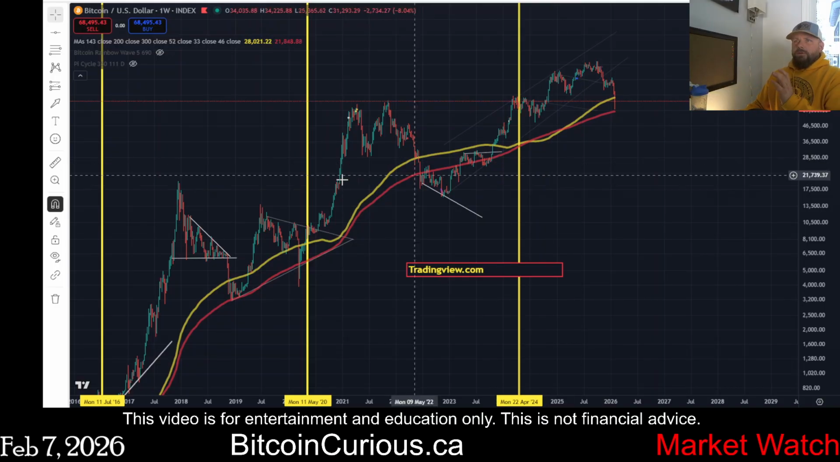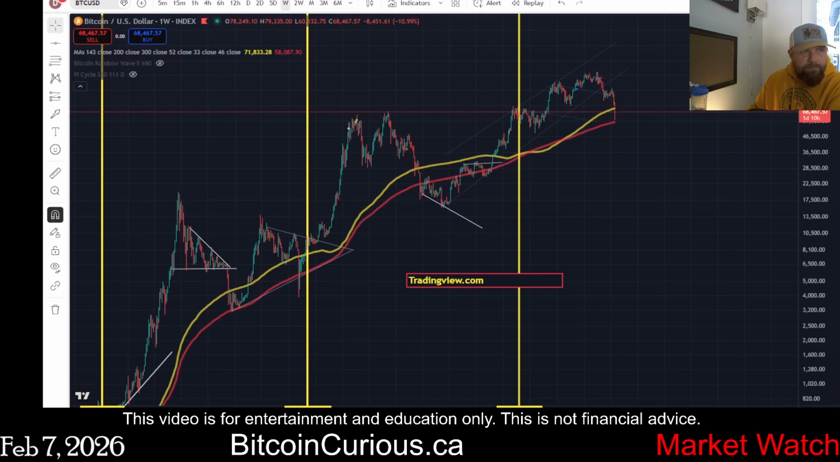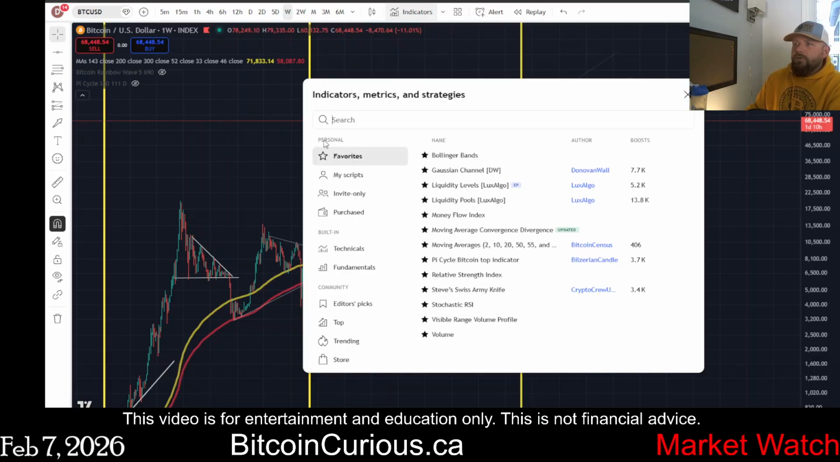Once you have your log chart, you're on the BTC index. Find something that says indicators. You can save favorites. These are the ones I have saved. What you're going to look for is this one right here. So you're going to type in moving average, do this little bracket, put in the number 2, and then look for the one that says Bitcoin Census. Click on it.